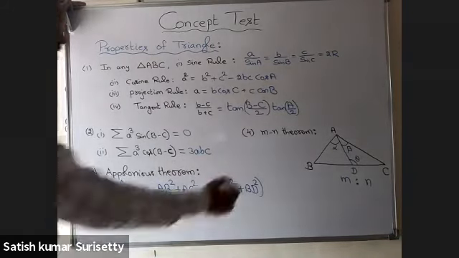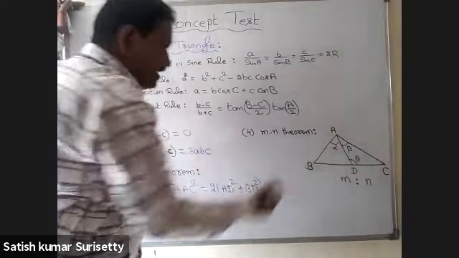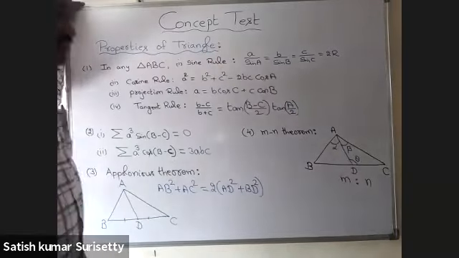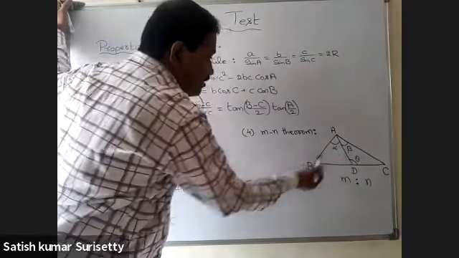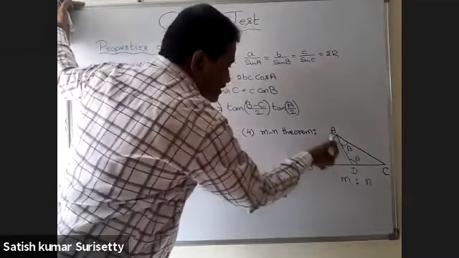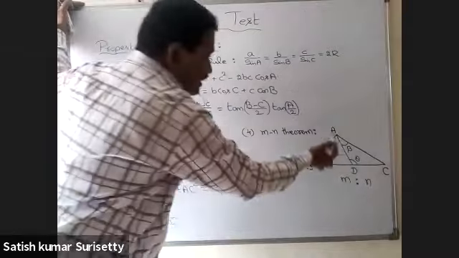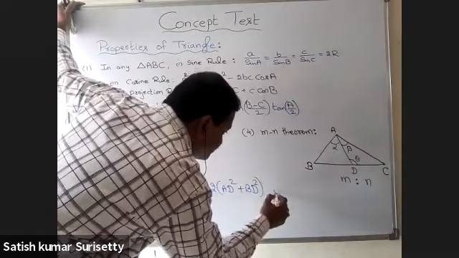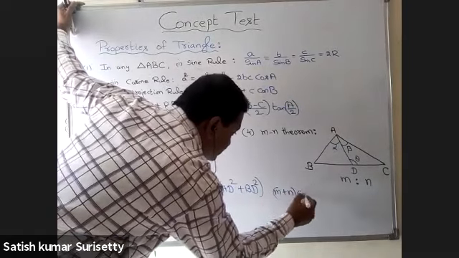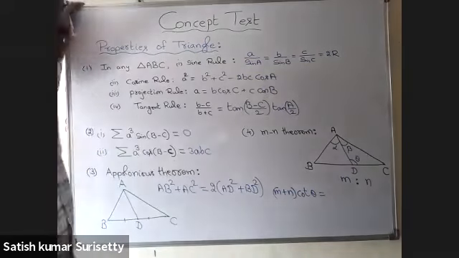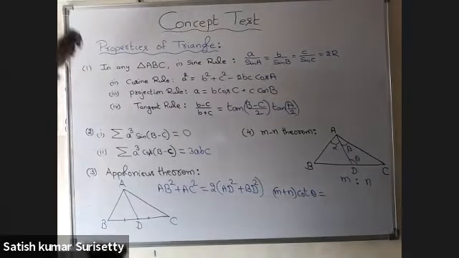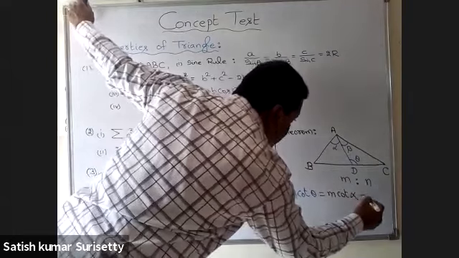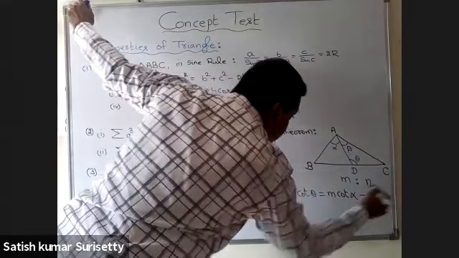Next, m-n theorem. In triangle ABC, AD divides BC in the ratio of m is to n, and angle BAD equal to alpha, angle CAD equal to beta, and angle ADC equal to theta. Then we can write (m plus n) into cot theta equal to m cot alpha minus n cot beta.